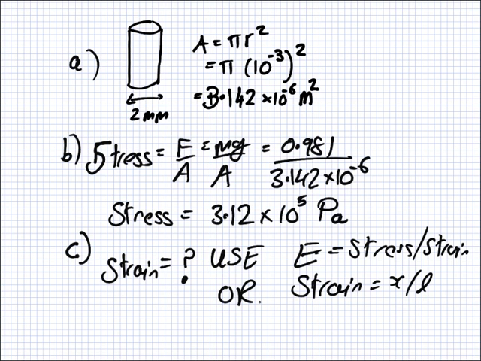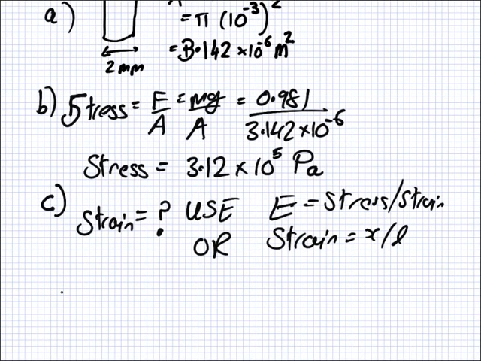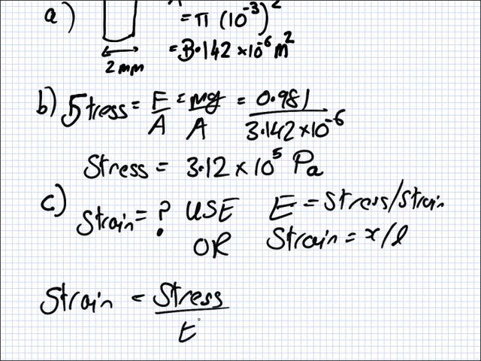The second one, no. Because we don't know the extension and we don't know the natural length. So we have to use the first formula. So strain will equal stress over Young's modulus, which will equal 3.12 times 10 to the 5 over Young's modulus. What's Young's modulus for copper?